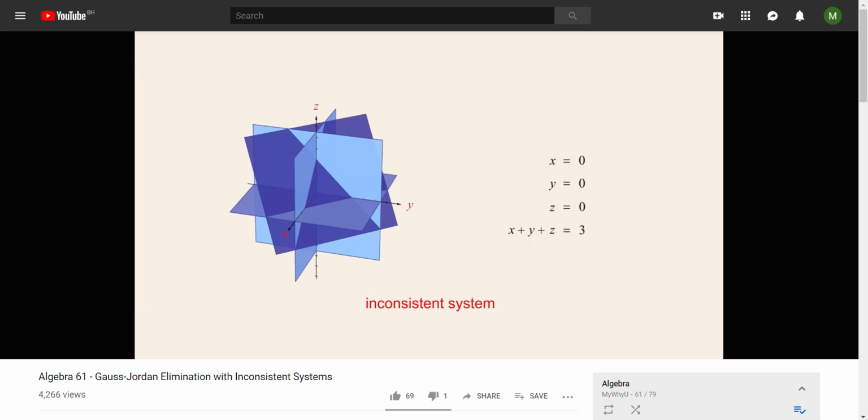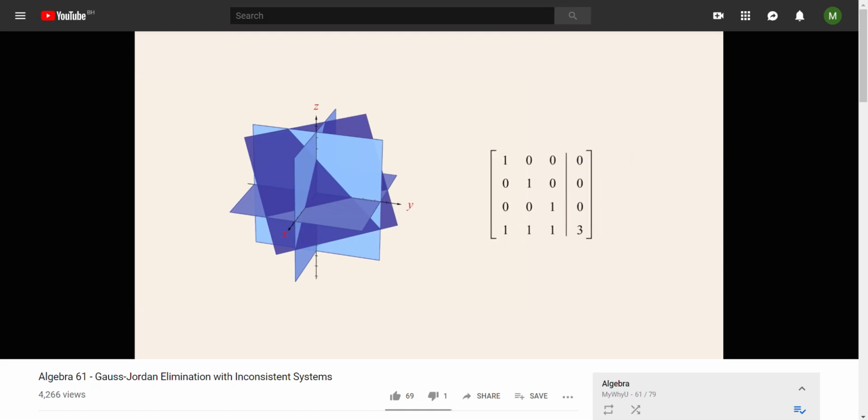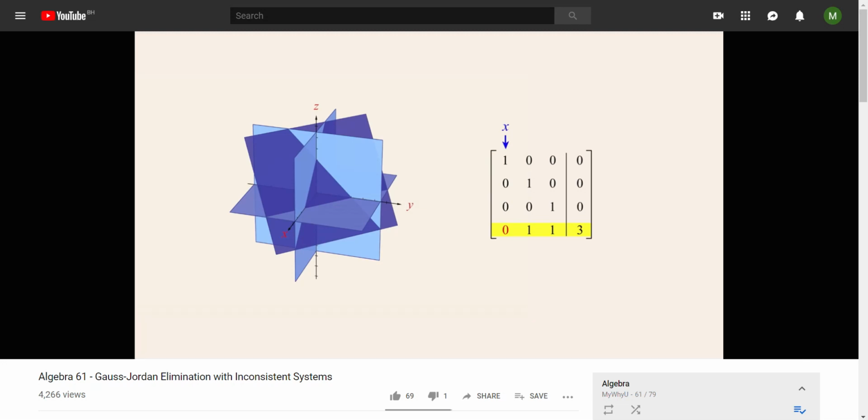Now let's see what happens when we use Gauss-Jordan elimination to reduce this system. Since the leading entry of the first row is already a 1, we only need to zero the other non-zero entry in that column, in row 4. Since the x coefficient of row 4 is now 0, this causes plane 4 to become parallel to the x-axis.